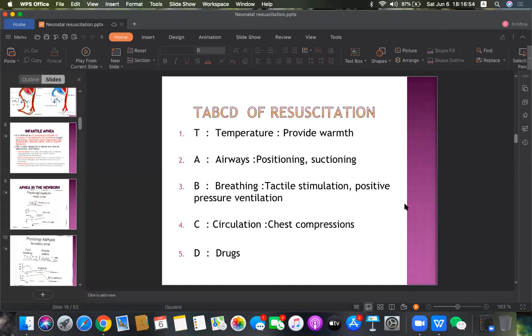Now, how do we do that? There are two important ways. One, make the room warm. The delivery room should be warm already. It should be more than 28 degrees centigrade. This is the minimum. It should not be less than that. The more there is, the better for the baby. The second way of providing warmth is wrapping the baby. Just wrap the baby quickly after the delivery. That we have to do.